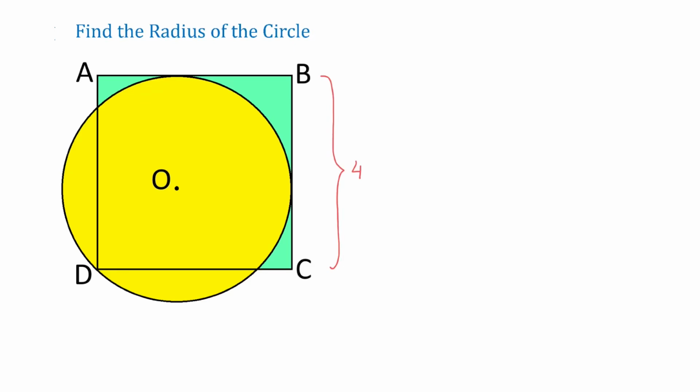Hello! In this figure, we have a square ABCD. Each side is 4 units. The sides AB and CB are tangent to the yellow circle, and point D is on the circle. We need to find the radius of the yellow circle.